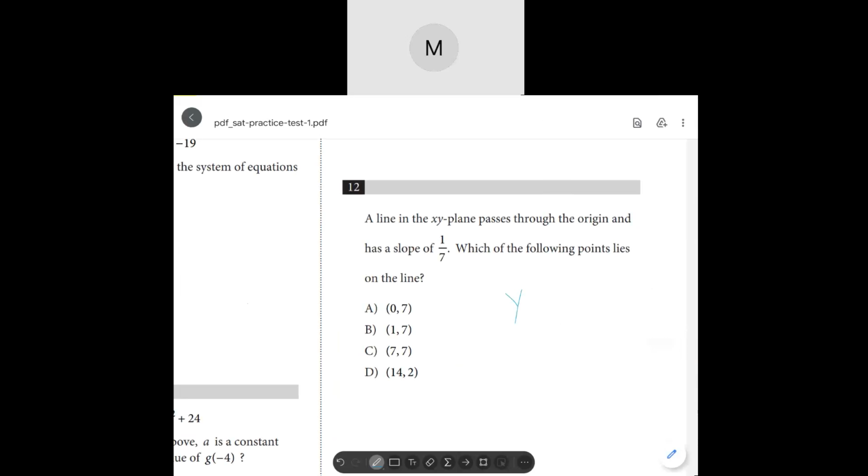We said y equals mx plus b. And you see how important linear equations are in an SAT. A lot of the questions are based on this particular formula. So we know the slope is 1/7.